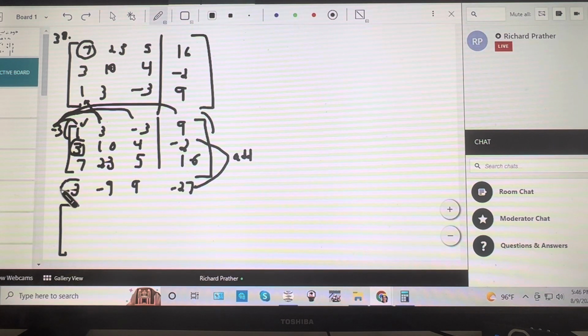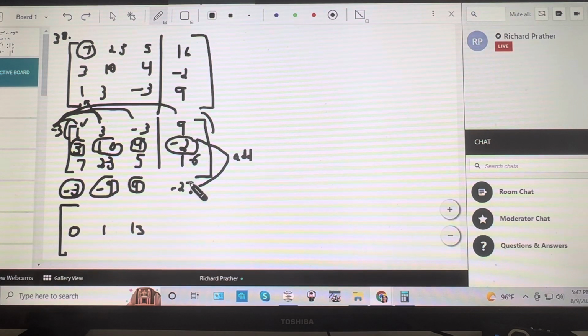3 minus 3 is 0. There's the 0 that we want. 10 minus 9 is 1. 4 plus 9 is 13. Negative 2 plus negative 27 is negative 29. So I changed row 2 and got the 0 right here that I wanted.